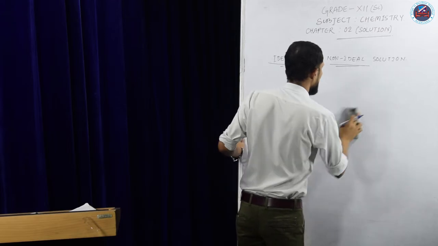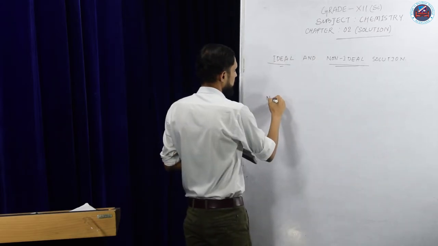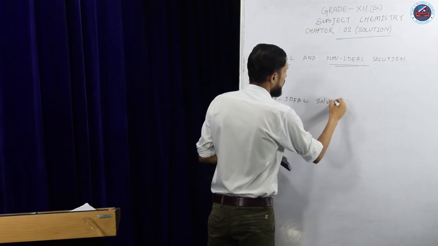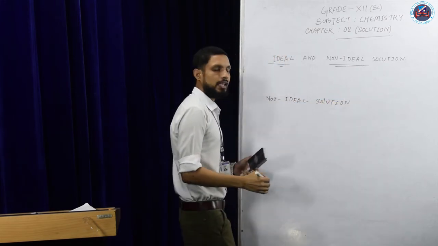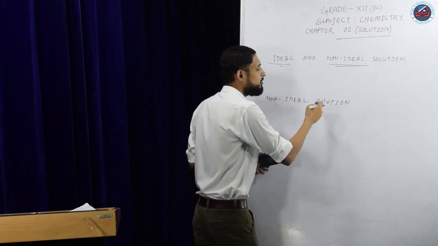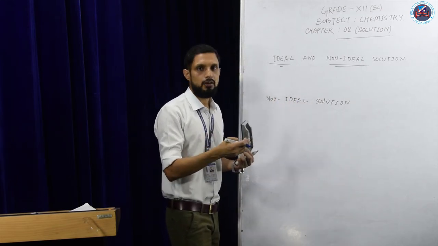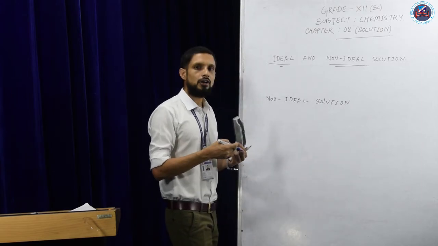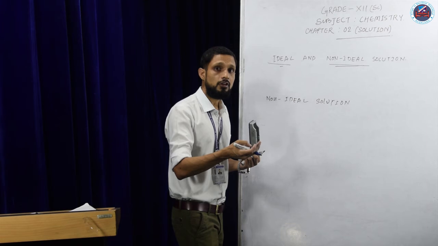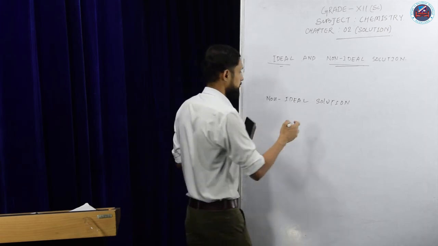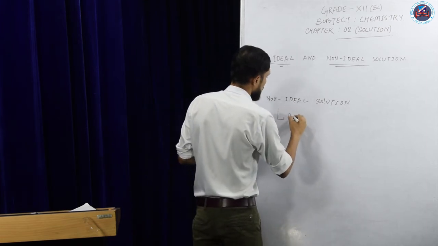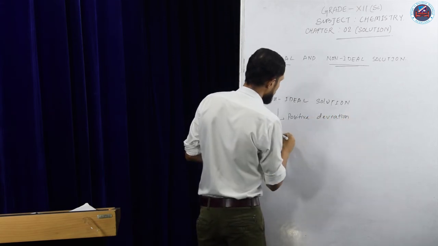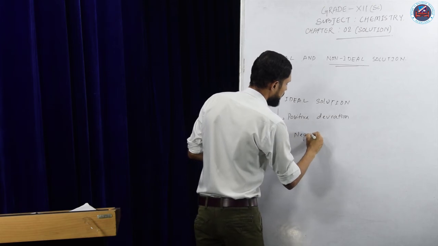Now, non-ideal solutions are further classified as positive deviation and negative deviation. That means the non-ideal solutions will not obey Raoult's law, so they will deviate. They can deviate in two different ways. Either they will deviate toward positive deviation or they will deviate toward negative deviation. So we have positive deviation and negative deviation.